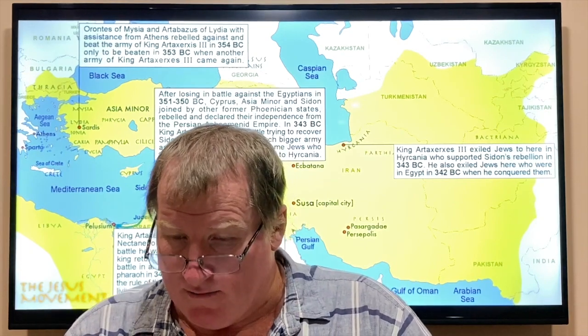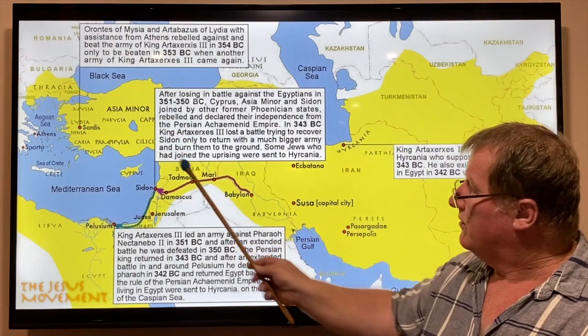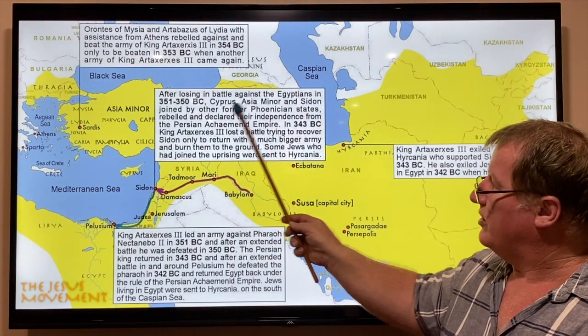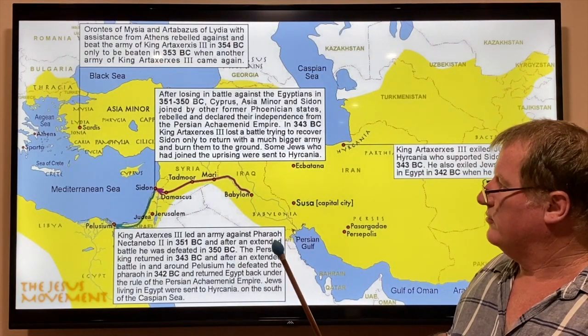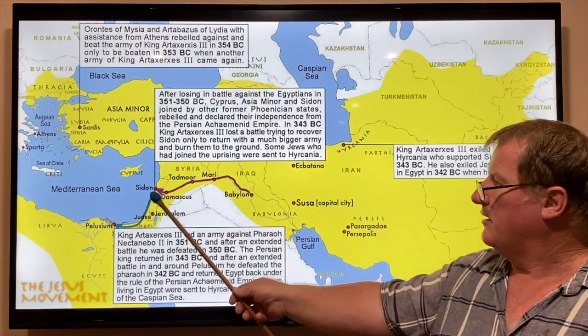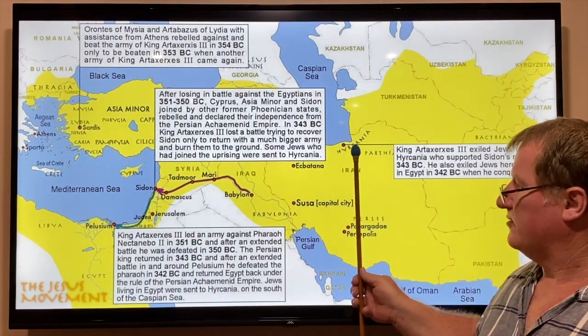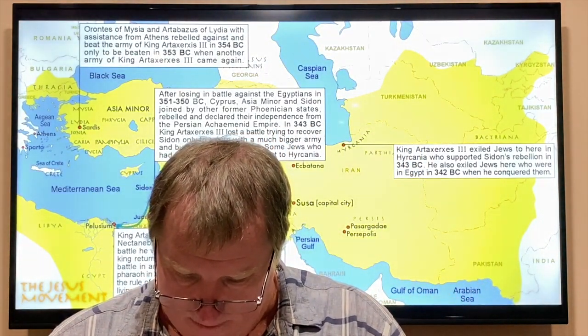Sorry, this is the part, I won't read through this again. This is the part that happened here. Okay, so Cyprus, Asia Minor, and Sidon joined to fight against the Persians. They lost a battle trying to recover Sidon, only to return with a bigger army, and then they burnt them to the ground, and the Jews were sent off to Hyrcania. So that's the next portion that I've got written here.